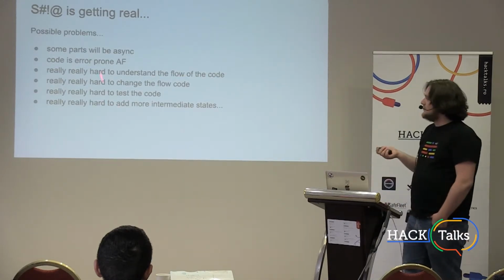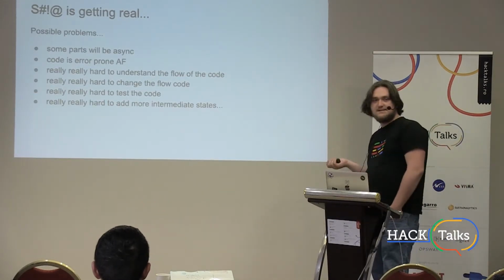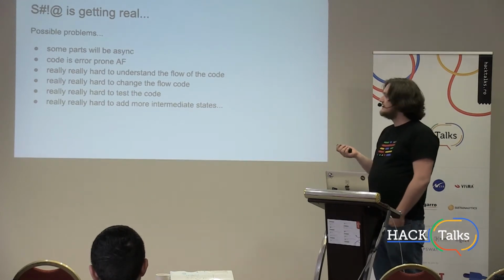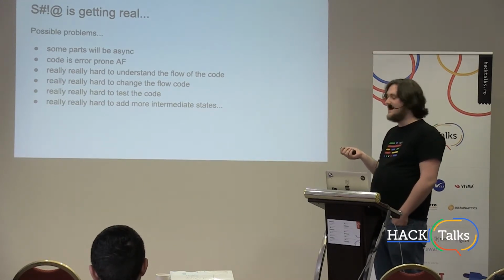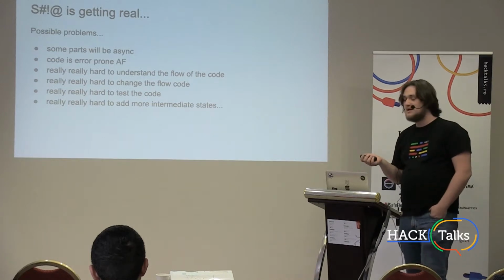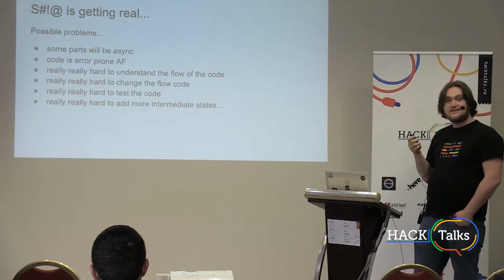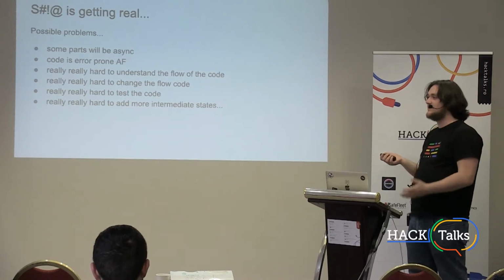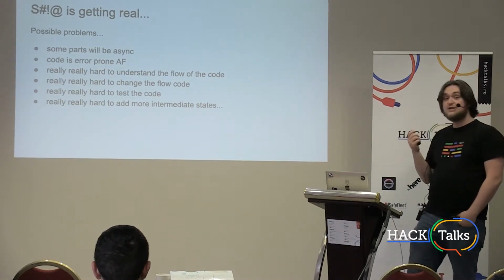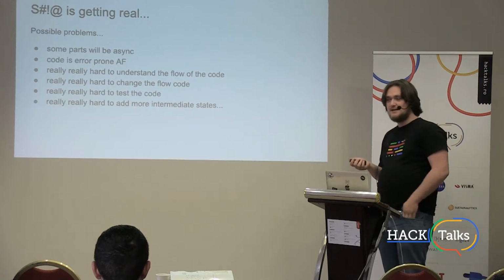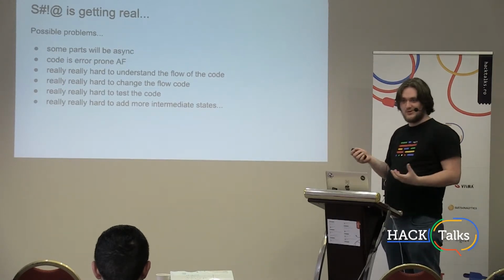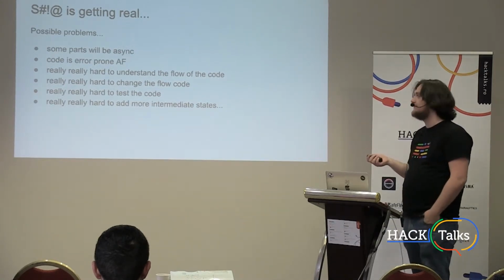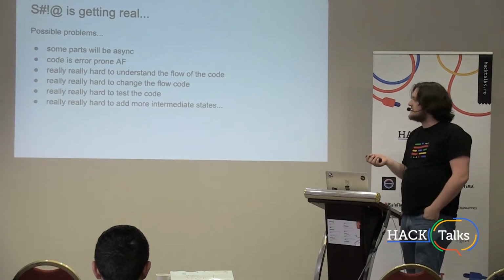So what are the possible problems? Some parts are async, some parts are sync. If you write the code with ifs, it's really error prone. It's really hard to understand the flow of the code, so how stuff gets from one state to another state. It's really hard to change the flow of code, because generally you can't just move code around. You actually have to know what the code does to move it around properly. Well, that's true in most cases, but whatever.